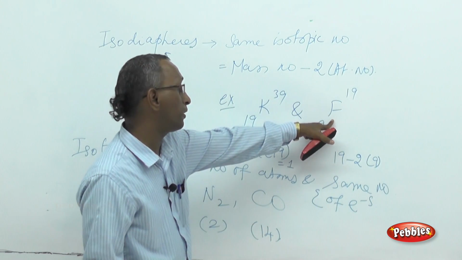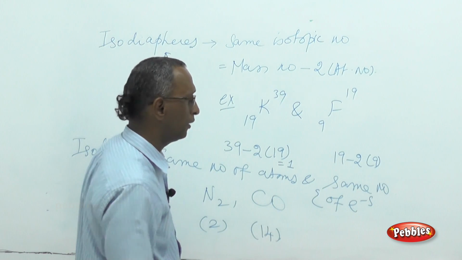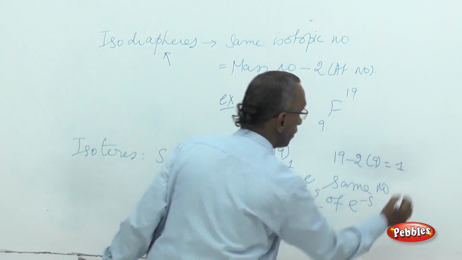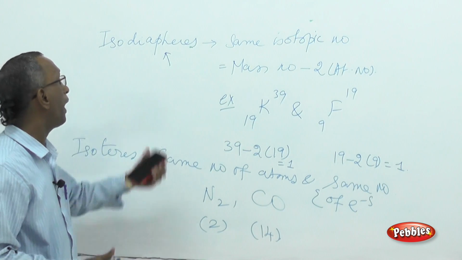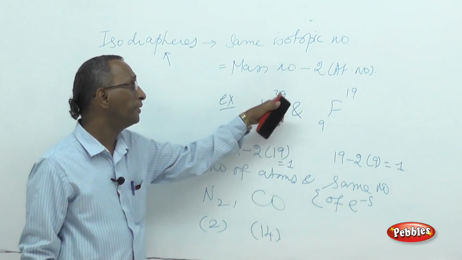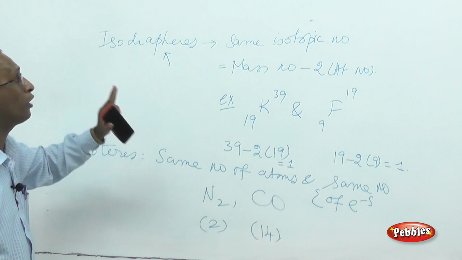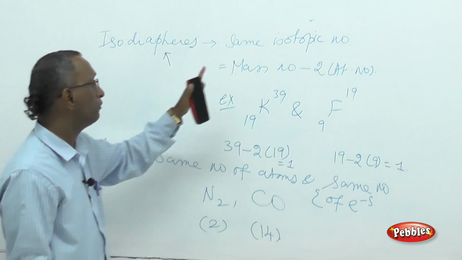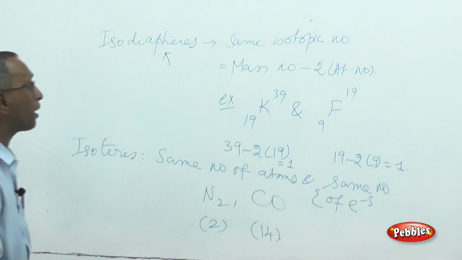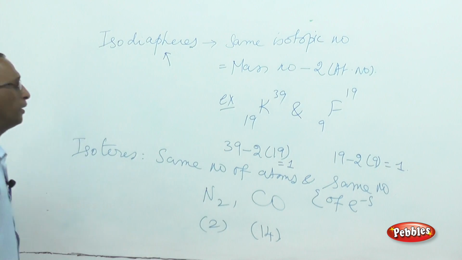Here also you see this system, F19 isotope, whose atomic number is always 9. So 19 minus 2 into 9. 2 into 9 is 18. 19 minus 18 is also 1. So here the isotopic number is same for both the species. Isotopic number is 1 for potassium 39 as well as fluorine 19. So these are called isodiaphers. Isodiaphers are the systems which follow this law, same isotopic number, where isotopic number is defined as the difference between the mass number and twice the atomic number.